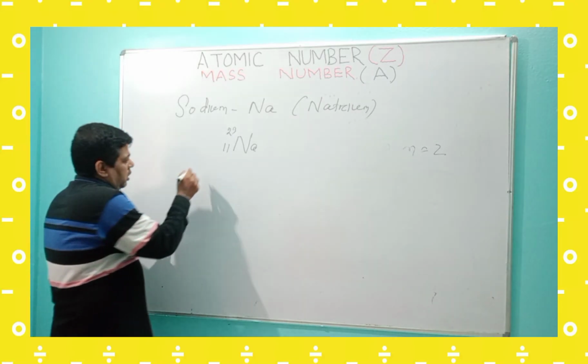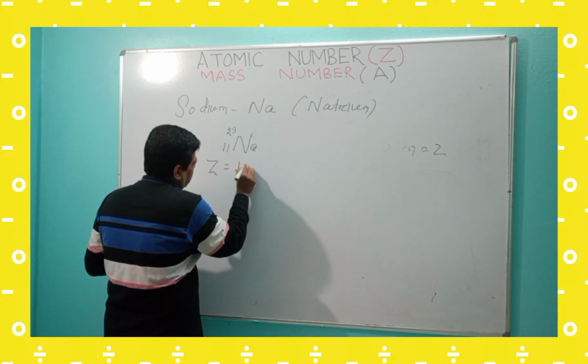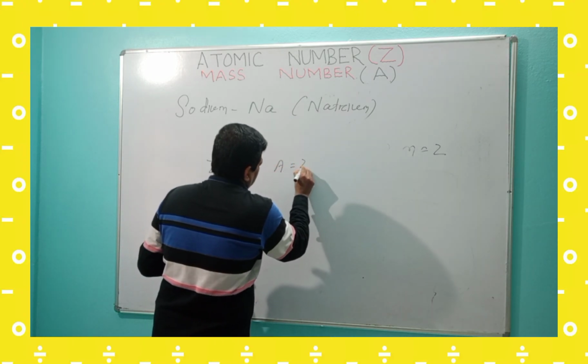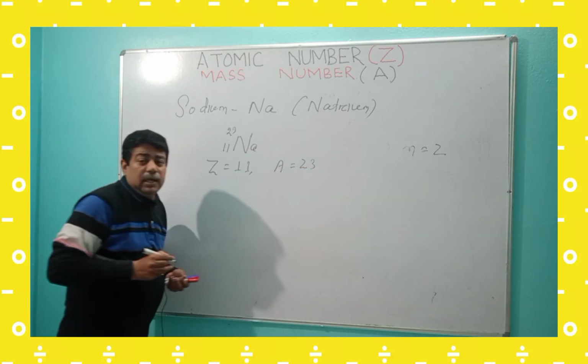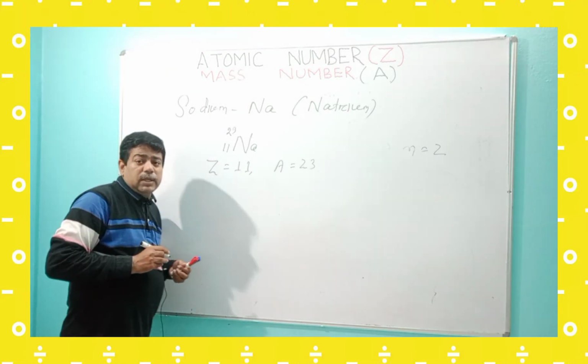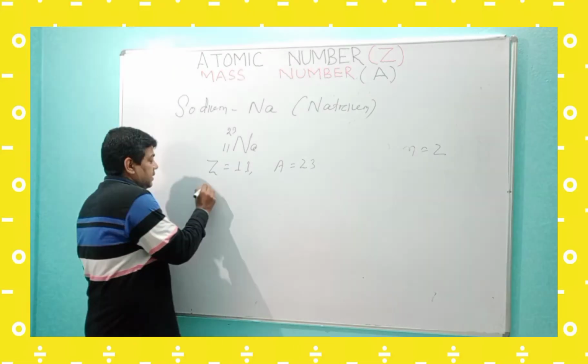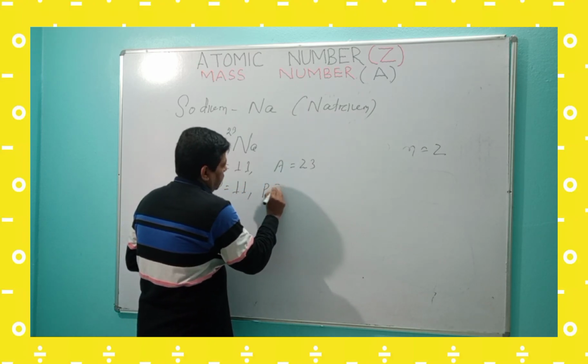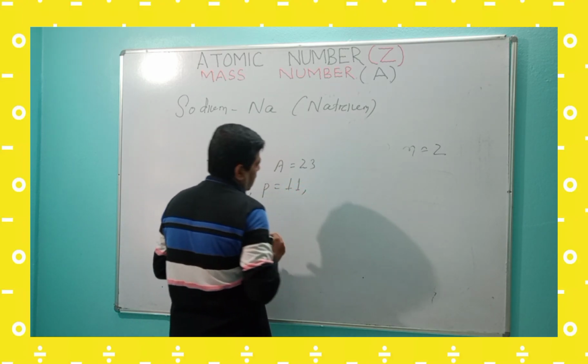So the atomic number of sodium is 11 and the mass number is 23. How many electrons does it have? The number of electrons will be 11, and the number of protons will also be 11.